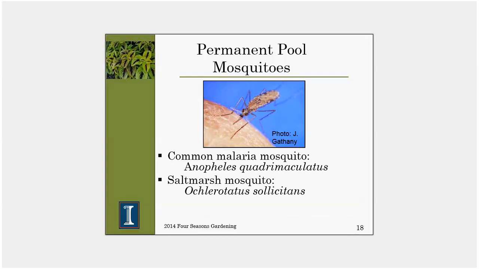Second group of mosquitoes are permanent pool mosquitoes. These are going to live in water which stays a permanent body of water. And so instead of having this huge influx all at once with the floodwater mosquitoes, you get just a constant emergence of permanent pool mosquitoes during the warmer months. Again, they need that warmer condition. And the two most common mosquitoes that we get concerns about here are the common malaria mosquito, Anopheles quadrimaculatus, and the salt marsh mosquito.